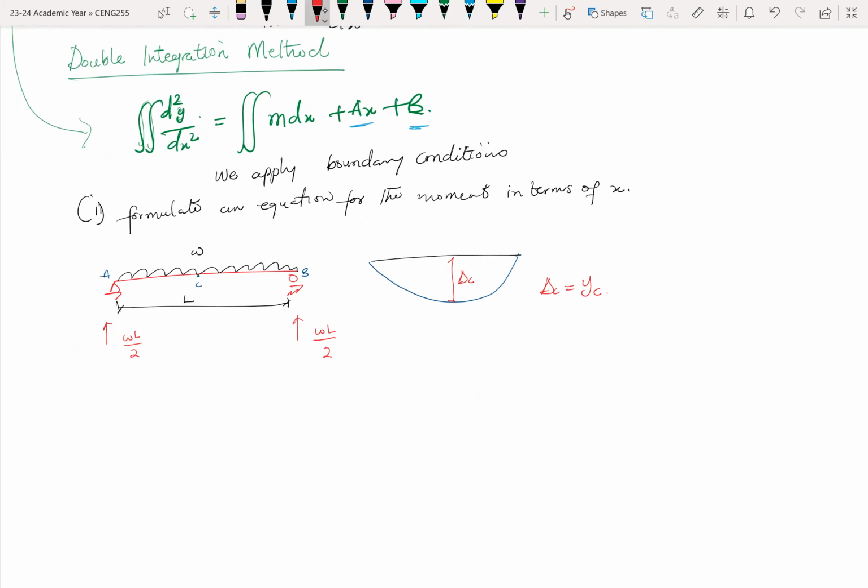With this in mind, I cut a section somewhere here so that I end up with a beam. This is W, and this distance here is X. Basically, I want to find the moment at this point, which I'm highlighting with the sea blue color.